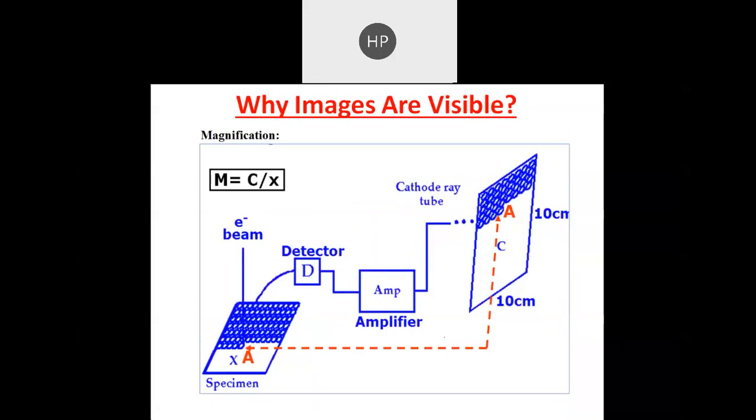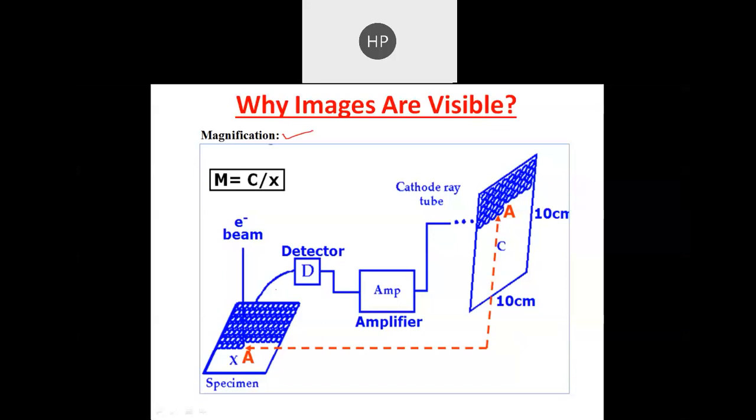Okay, and simply we can also do the magnification, because we have to magnify the image. Here the magnification depends upon the ratio C by X, where this is the resolution surface and here we have the specimen surface. Based on that ratio we are able to get the magnification of the specimen.